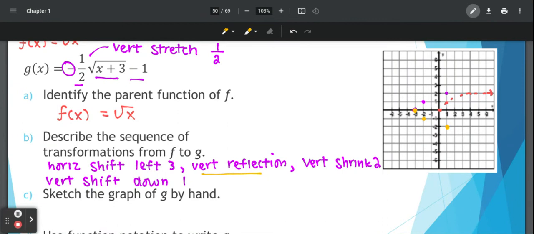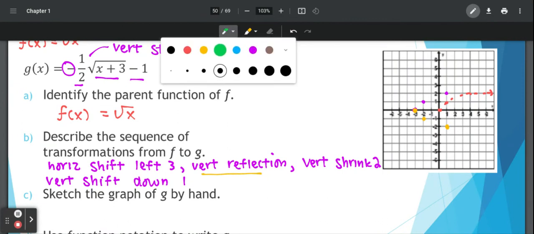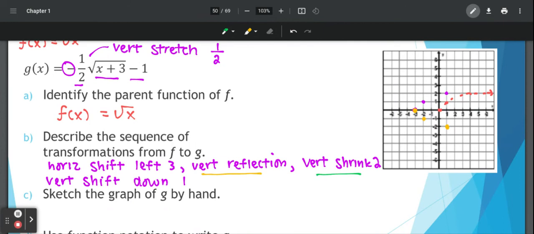If we're shrinking vertically by 2, that means we're dividing all the y values by 2. So this y value at 0 still stays 0, but if it's -1, this one goes here, and the y value at -2 would go to -1. So now we're compressing it by 2, and then if we shift everything down 1, this point shifts down 1, down 1, down 1, our graph would look like that.